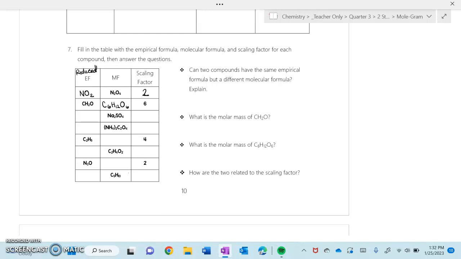So we're going to actually do a part 2 video to do the examples. Right now we're just going to talk through this concept of empirical and molecular formulas, and then we're actually going to find them, okay? So bite-sized pieces here.